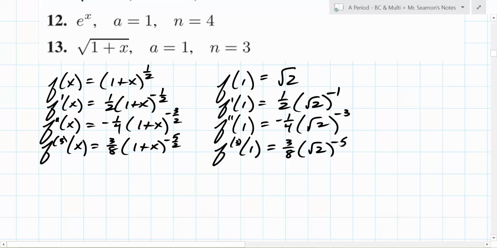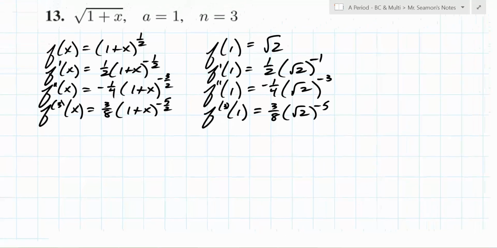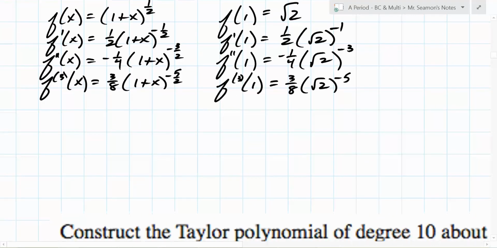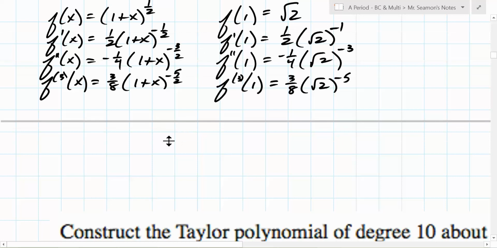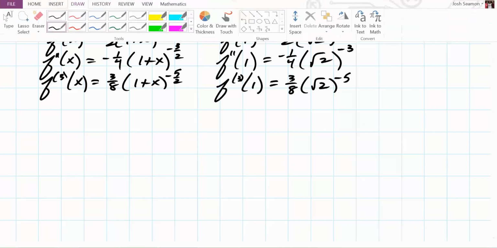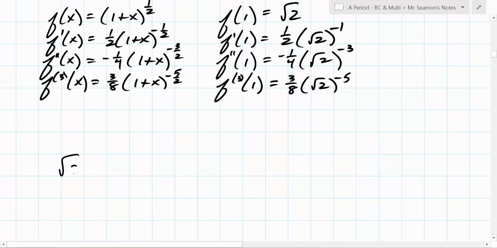Correct. Do we now have all the ingredients? Yes. Let's put all the ingredients together. Don't try to simplify yet. Let's put all the ingredients together, see what we get, and then after we see what we get, we can decide if we want to simplify or not. So when we do this, what's the first term going to be? F of what? F of 1, exactly. And we figured out what f of 1 is. What is that? Root 2.